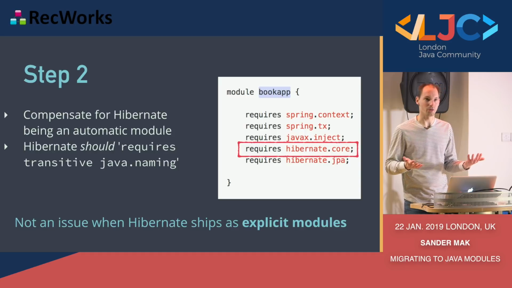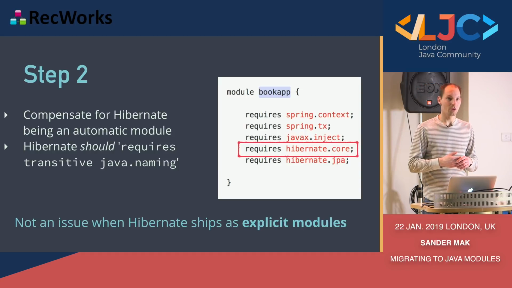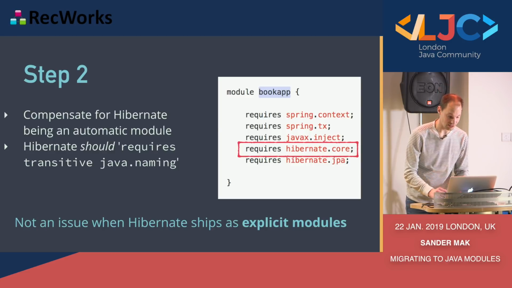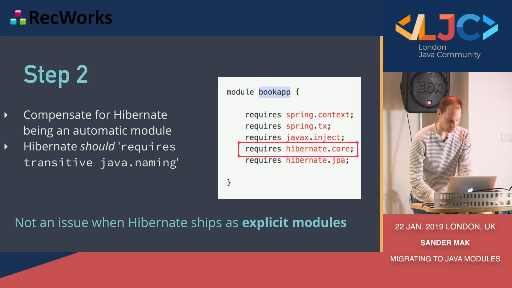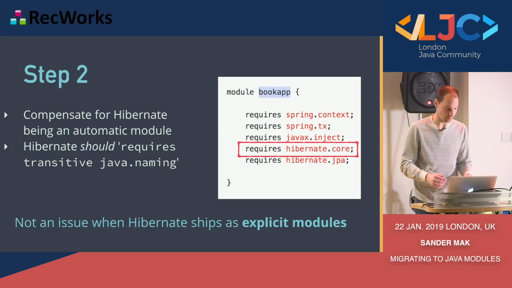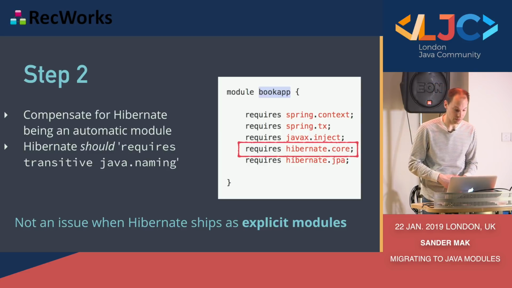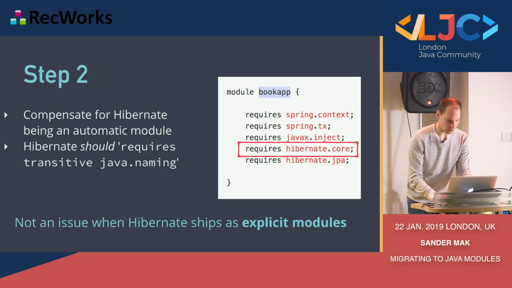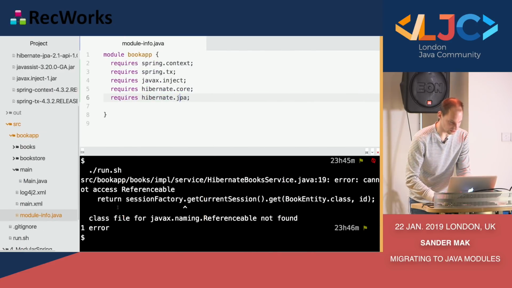But it's not a real module, right? It's an automatic module. So it has a generated sort of module descriptor. And it can't really know about this dependency to the javax naming, the java.naming module. So if Hibernate itself shipped with its own module descriptor, this would be expressed there. And then it wouldn't bother us, it would all work through the module resolution. But now, for the time being, we need to fix this ourselves.